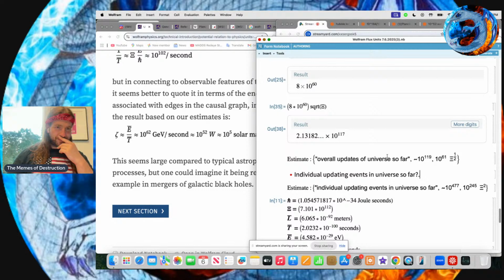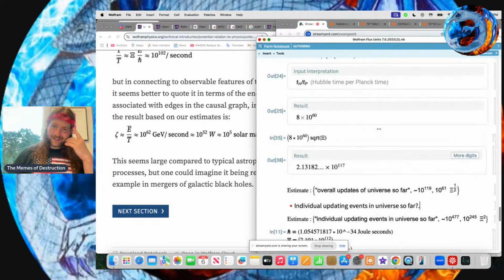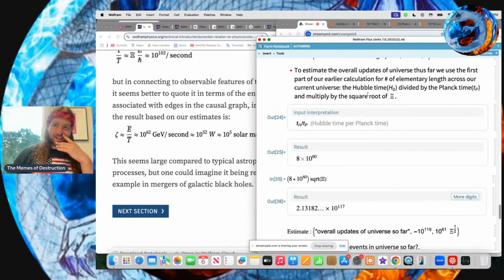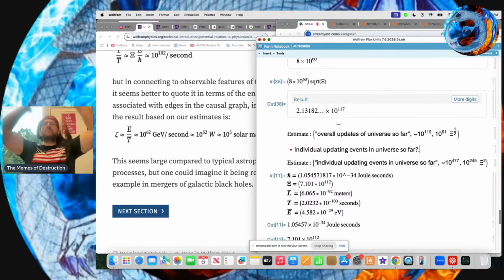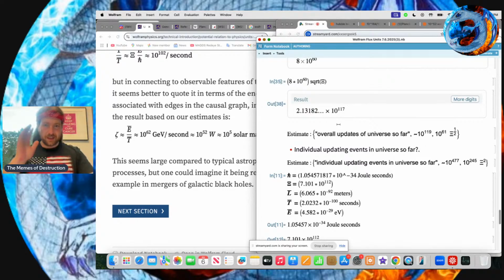So, in this case, we should be able to calculate the maximum energy and momentum. Okay, how do we do this? I know how we do it in Planck units. It should be the exact same thing, because this is going to give us the speed of light.